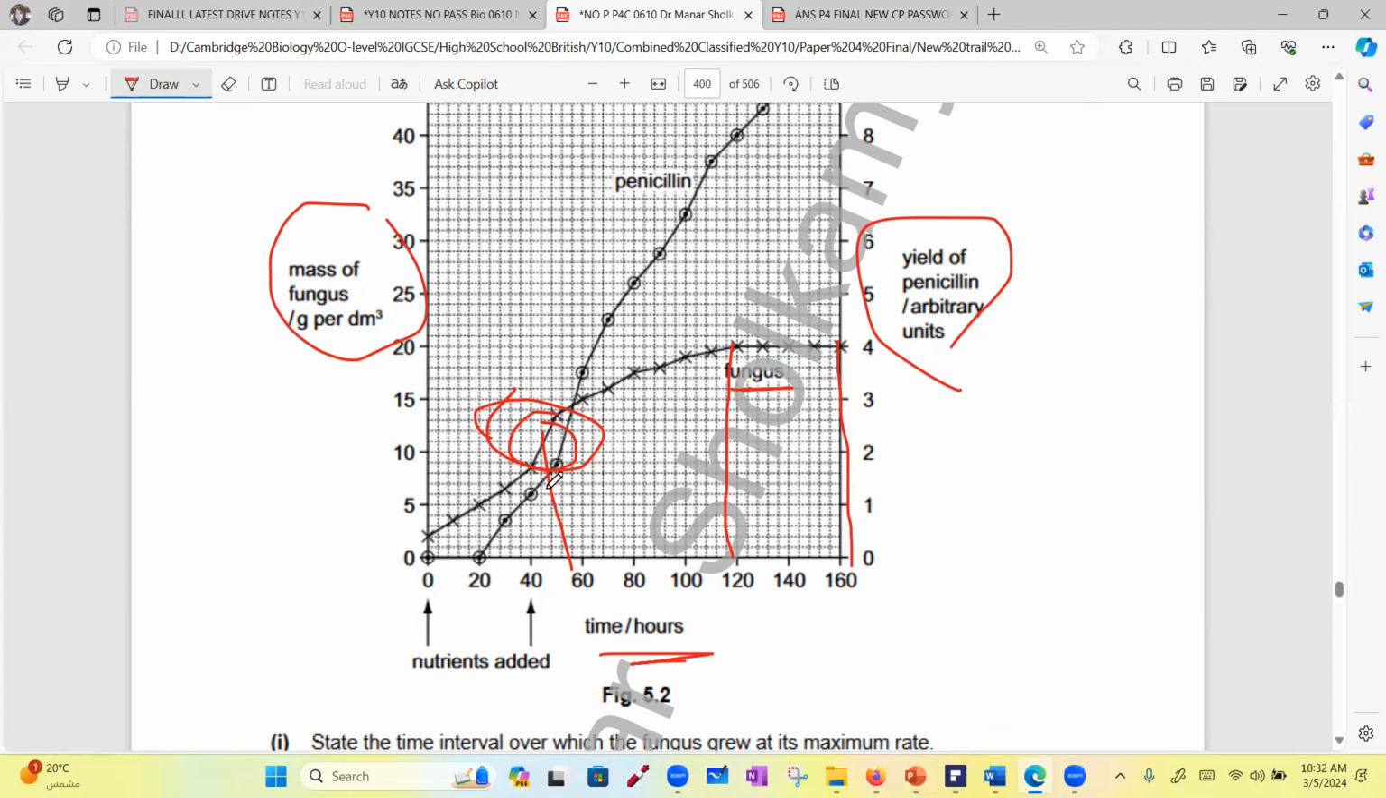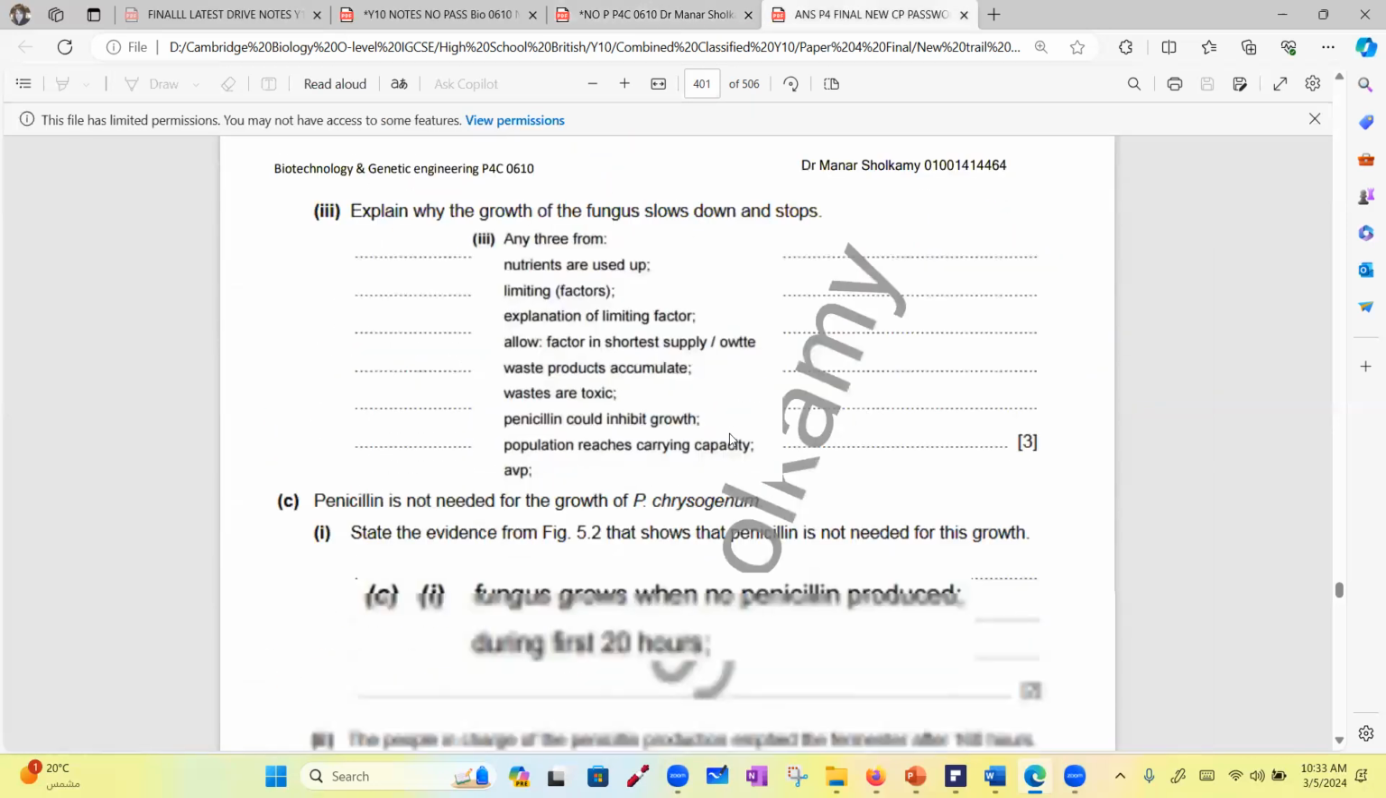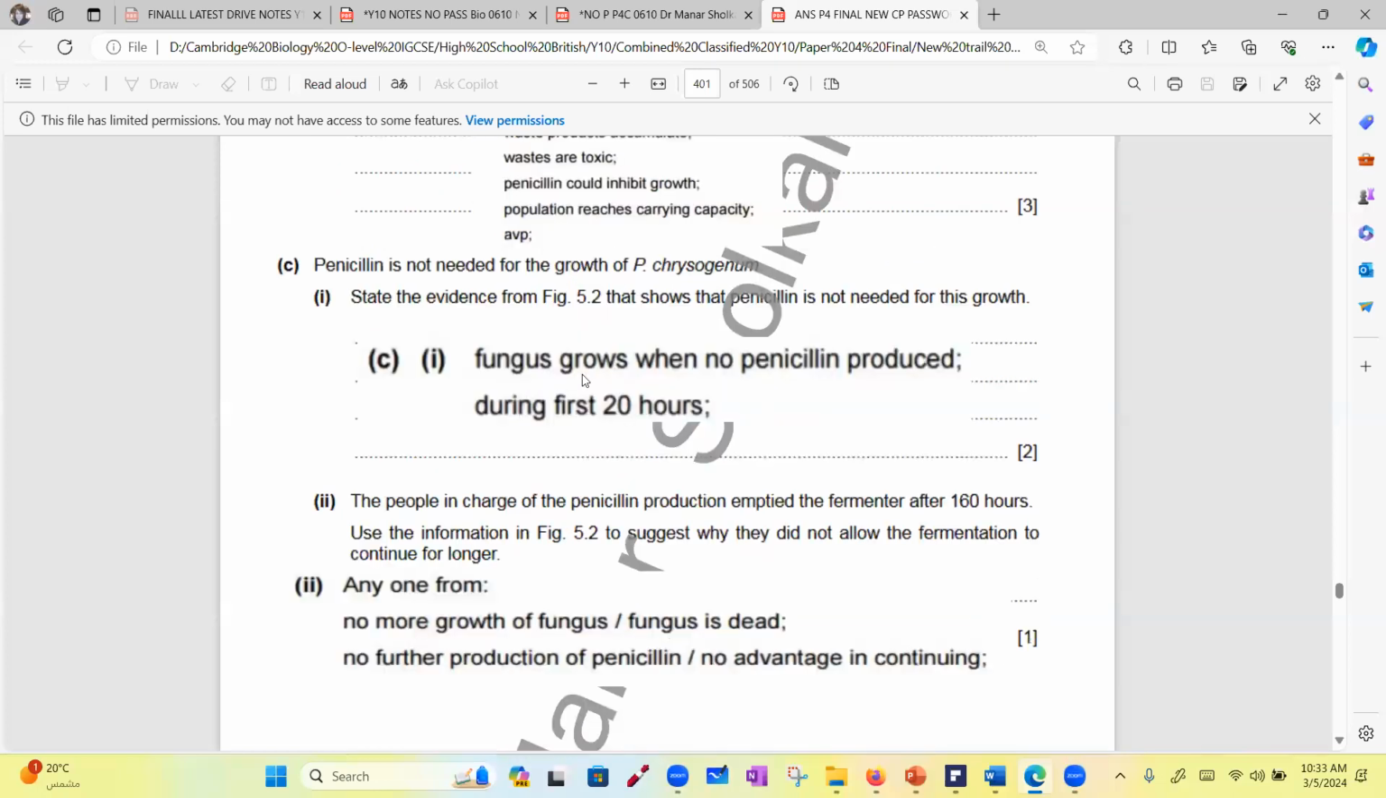The fungus will grow even though there is no penicillin, because it's the fungus that is producing the penicillin, not the opposite. Do you understand? The fungus is producing the penicillin. So the fungus will grow even though there is no penicillin. There doesn't have to be penicillin for the fungus to grow. Clear? Let's write a decent answer from the mark scheme. The fungus will grow even when there is no penicillin produced during the first 20 hours.